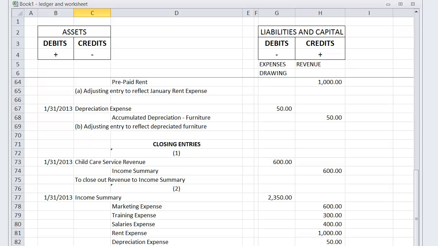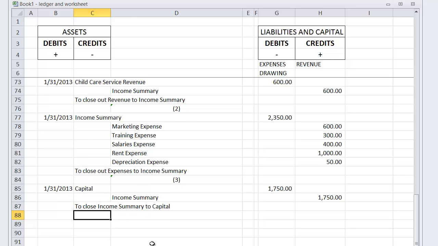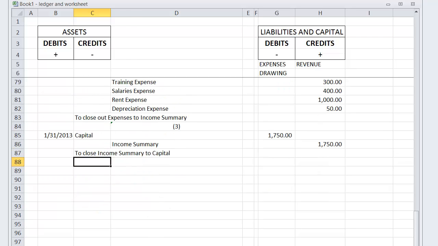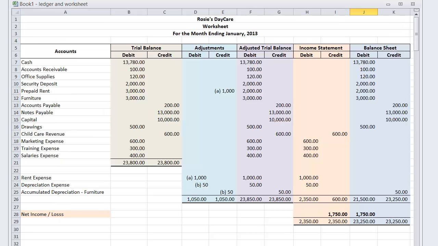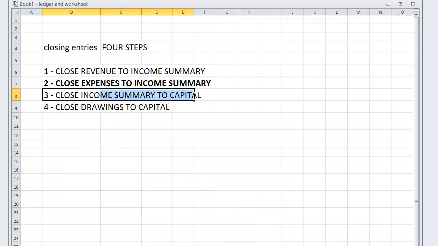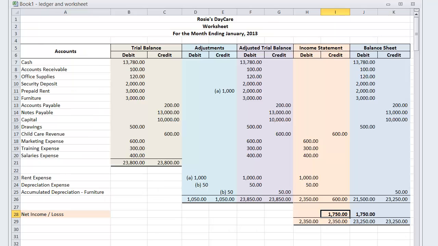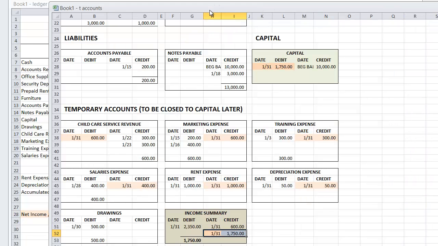So now we have no more income summary account, and so here is to close income summary to capital, and as you saw on the sheet, those capital and income summary accounts were the ones that affected this area, from here to here. Now we have one more rule to do. We have to close drawings to capital. So we go back and see what drawings has and what we need to do to accomplish that. So we have drawings with 500.